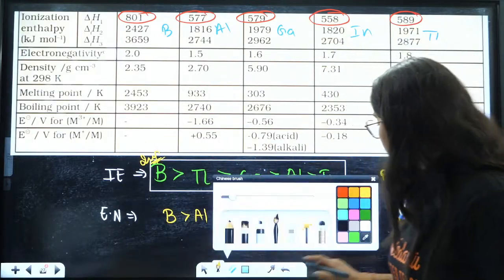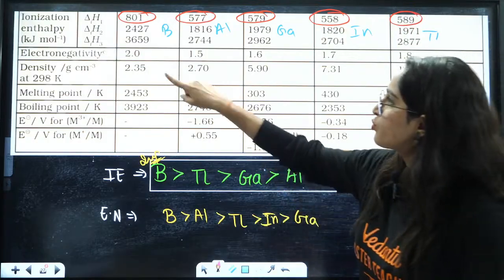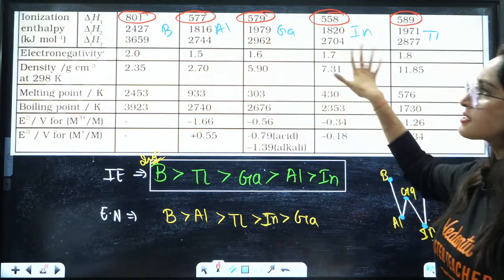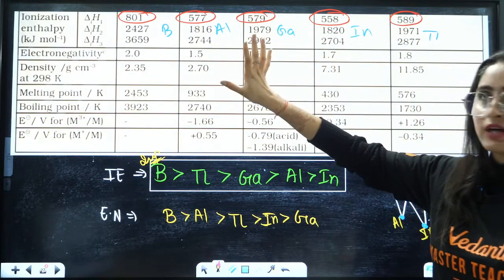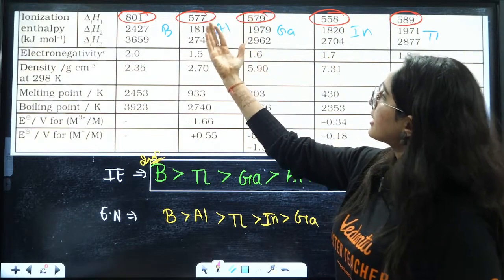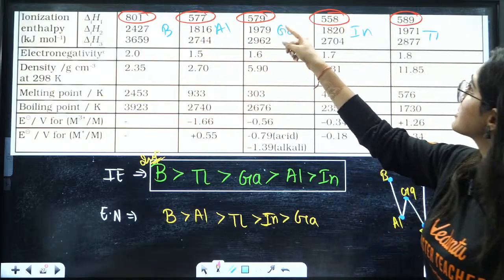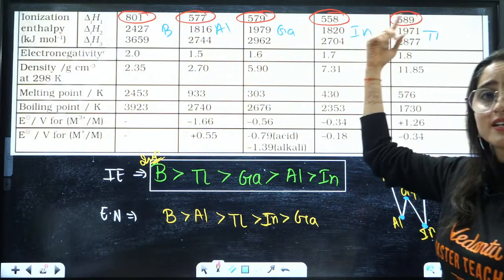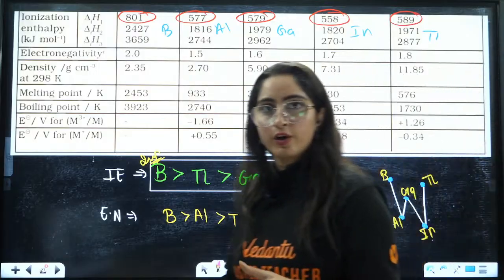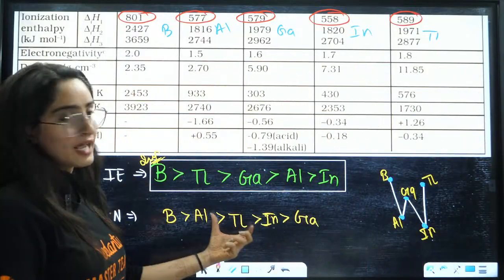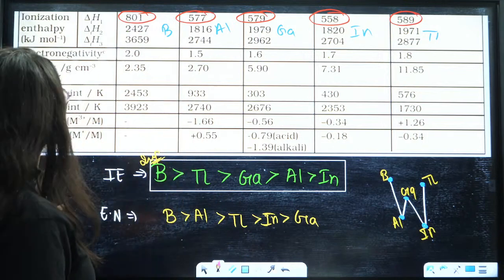So instead of learning the trend, I would say just remember the first two points: it is increasing, then it is decreasing. In the ionization enthalpy, the trend is very weird. Firstly it is decreasing to a large extent, then increasing, then again decreasing, then again increasing. That is why this is a trick for you, because that is difficult to remember, right? But electronegativity is very easy to remember, right?